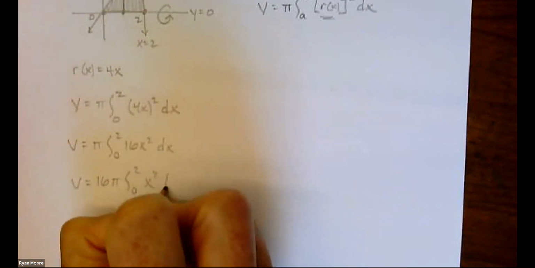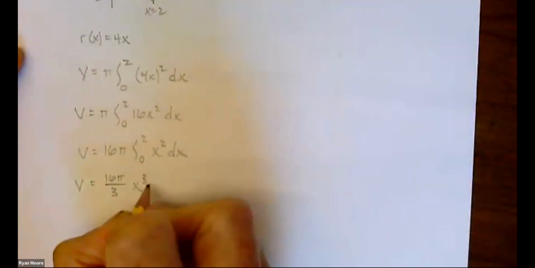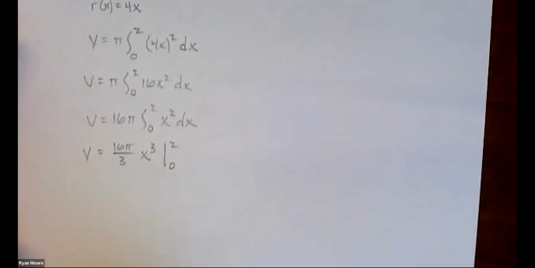Well, we got another constant, right? We could pull that out. 16 pi times the integral of x squared. Integrating, it's 1/3 x to the third. I'm going to say 16 pi over 3 x to the third, just to make that a little simpler. Evaluate from 0 to 2.